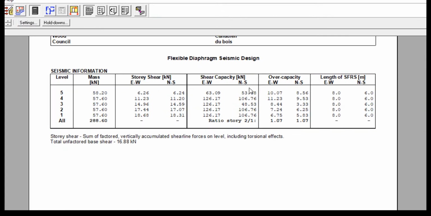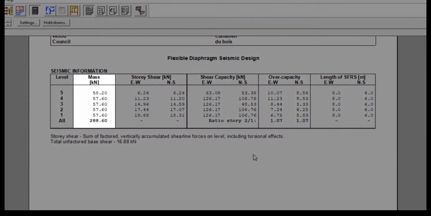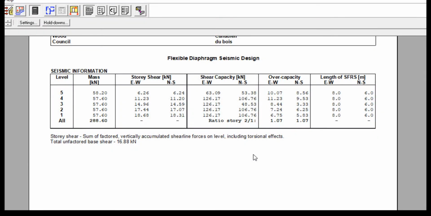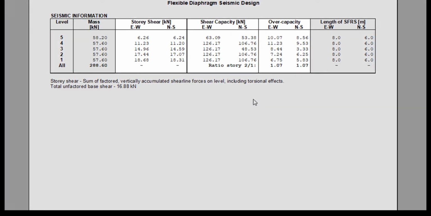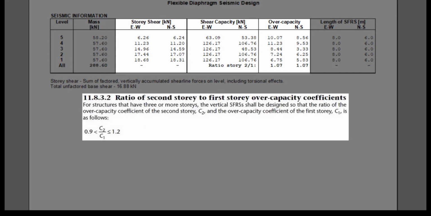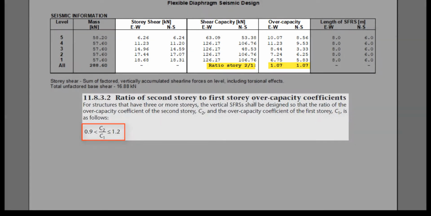The seismic information includes the mass used to calculate the seismic forces. As an aside, the mass can be edited in the generated loads input. More importantly, a summary of the Storey shear and shear capacity for each level is displayed. This really becomes important for 3-story and higher structures, where CSA 086 11.8.3.2 requires that the overcapacity of the second story compared to the overcapacity of the first story is no more than 1.2 and no less than 0.9.